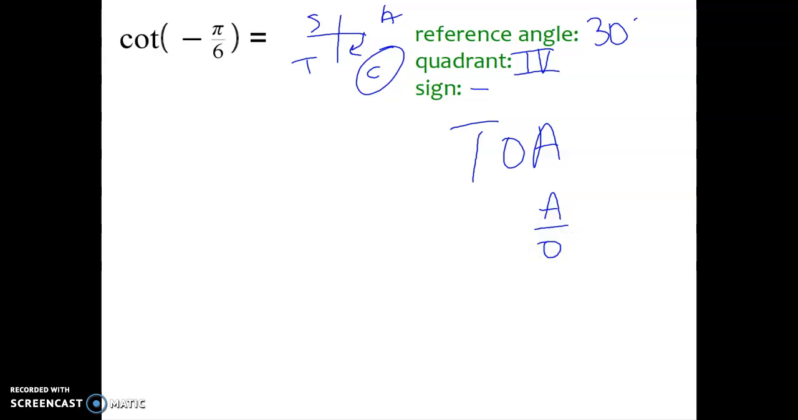Okay, so go back to that 30-degree triangle. Look at the adjacent side to 30. What's next to 30 but not the hypotenuse? That's going to be square root of 3. And the opposite of 30, across from 30, is 1. Square root of 3 over 1 simplifies to just plain old square root of 3. And now I need to go back and make that negative because in the fourth quadrant, cotangent and tangent are both negative. So negative square root of 3 is going to be my answer there.